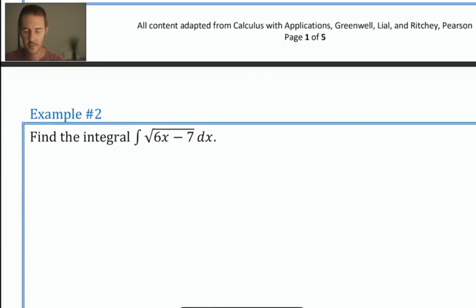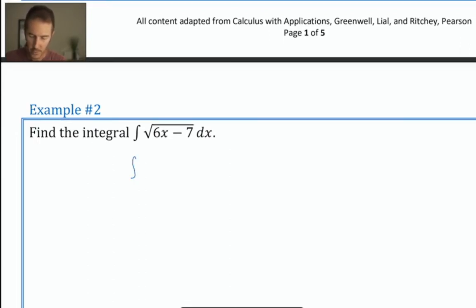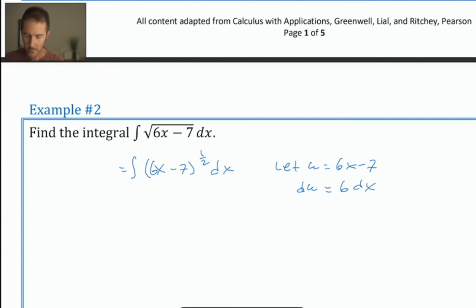Let's try this one. This is good because it's got a radical in it. The first thing I'm going to do is rewrite this in exponential form. I'm going to write it as the integral of 6x minus 7 to the 1/2 power. We're integrating with respect to x. However, I'm going to let u equal 6x minus 7 so that du will equal 6 dx, and I'm going to be replacing the 6x minus 7 with the letter u, which means I have to replace the dx with something.